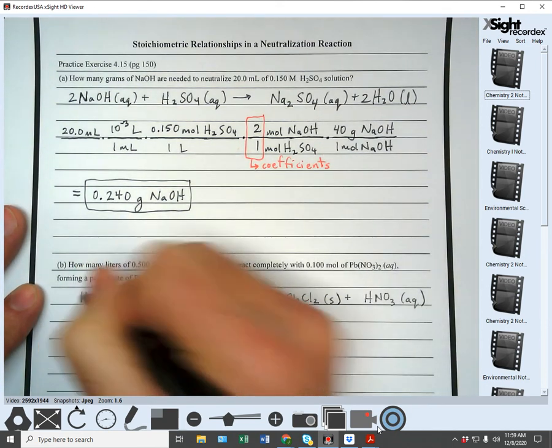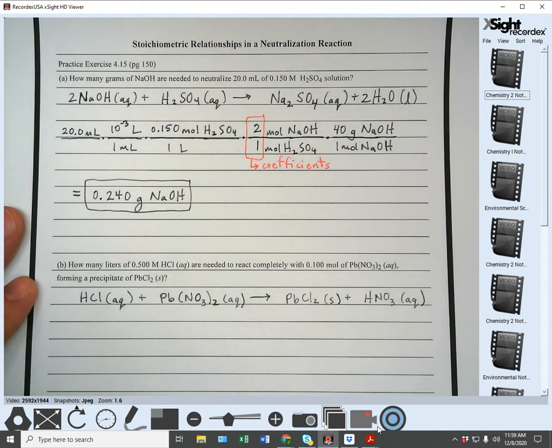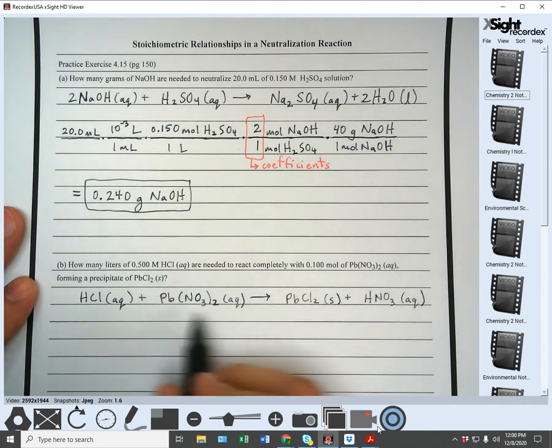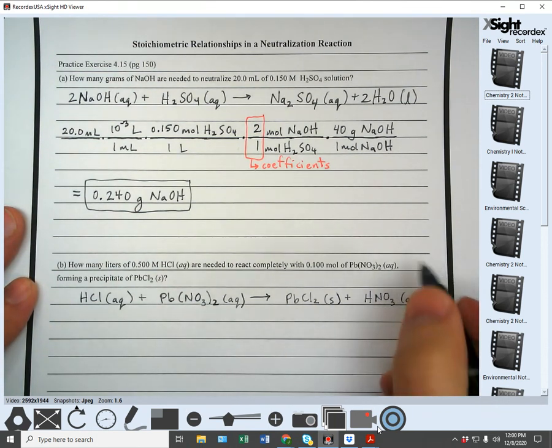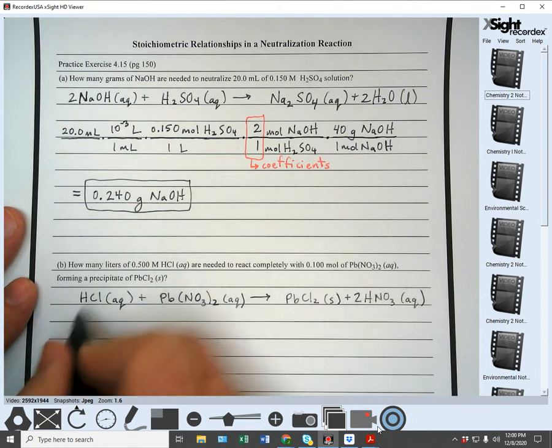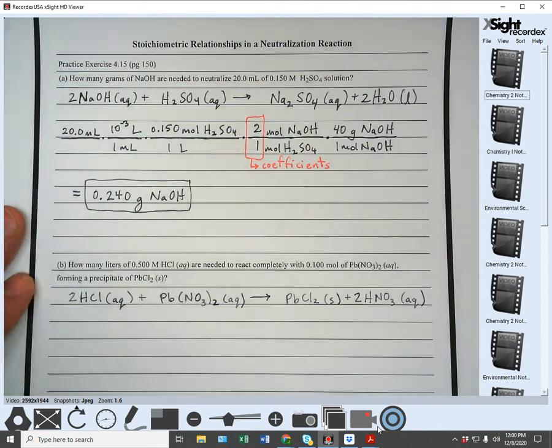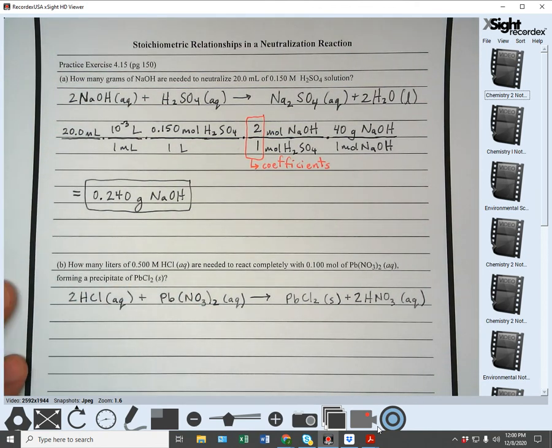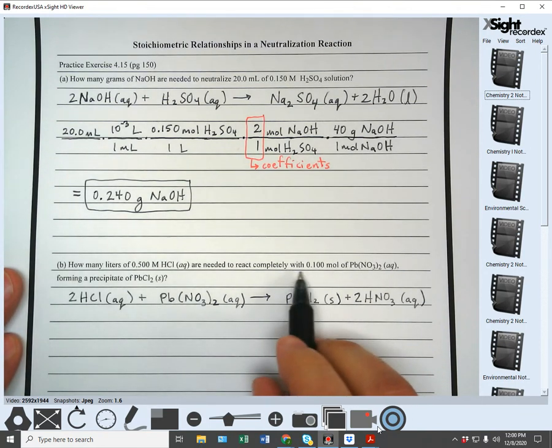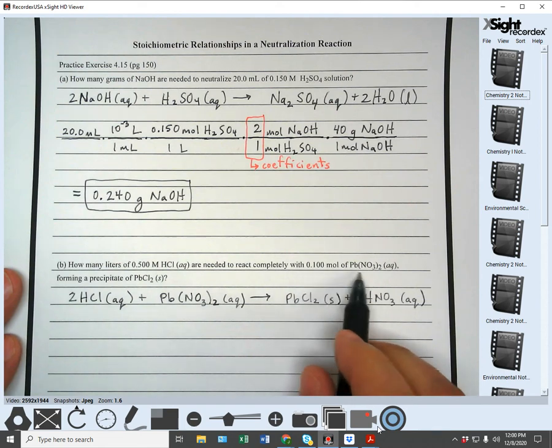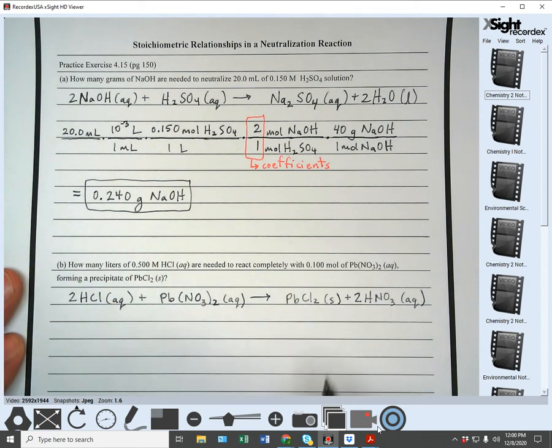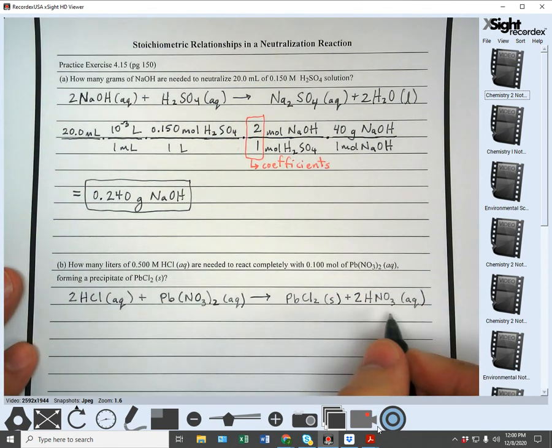All right. So we have this, right? And balancing, it looks like we need a 2 here, and we need a 2 here. And that should do it. Yep. All right. So they've started us out with 0.100 moles of this, right? The forming a precipitate of this doesn't really matter in terms of this conversion. It just helps us on the equation.